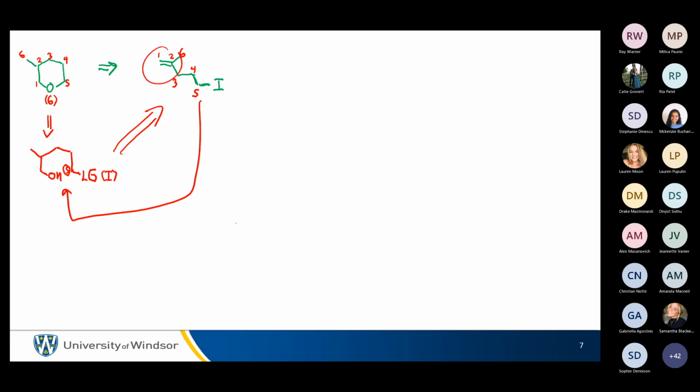Well, no, we want to go from the double bond to this. So we're saying this comes from that. This is what this arrow means, is comes from. We're trying to go from this to this in a forward way. So we don't want to make a double bond. We want to break a double bond.